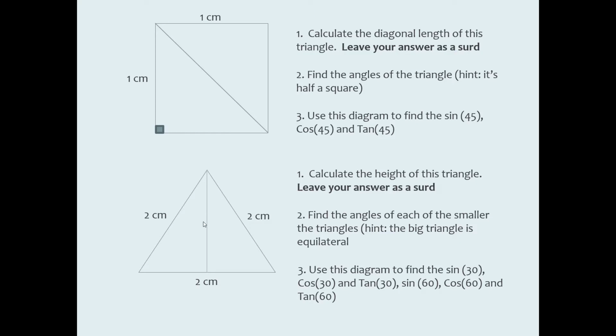This line here cuts the triangle into two identical pieces, into halves. So you should be able to work out what these angles here are. Okay, so I want you to work out what the angles will be, and I also want you to work out what this height must be. How would you work out that?